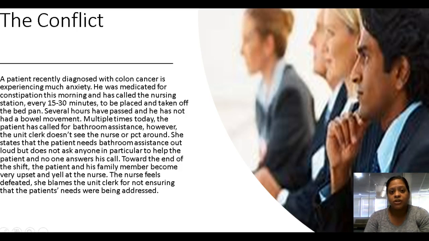the patient has called the nursing station for assistance, but the unit clerk hasn't been able to find the nurse or the patient care technician assigned to that patient. She states out loud when there's other nursing staff around that the patient needs bathroom assistance, but doesn't single anyone out to please help the patient. Towards the end of the shift, the patient and his family member become upset and they yell at the nurse. The nurse feels defeated and she blames the unit clerk for not ensuring that the patient's needs were being addressed.